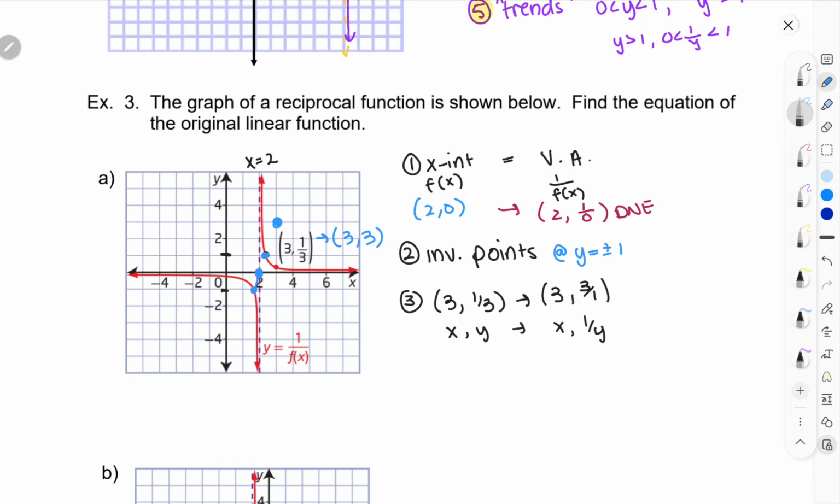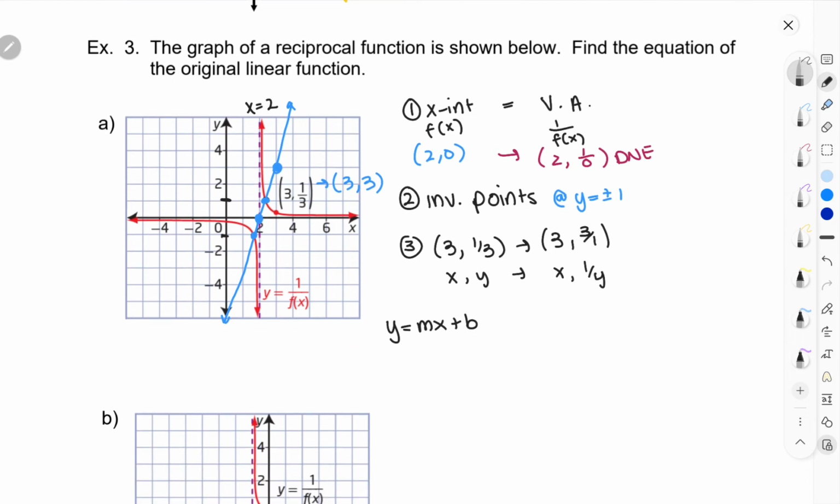That gives me more than enough to connect my line. That also gives me more than enough to find an equation. Remember, we find an equation of a linear in y equals mx plus b form. So I can find my slope here, my m, by picking any 2 points and counting my rise and my run. So if I'm going up by 3 and over 1, then my slope is 3 over 1. So y equals 3x plus b.